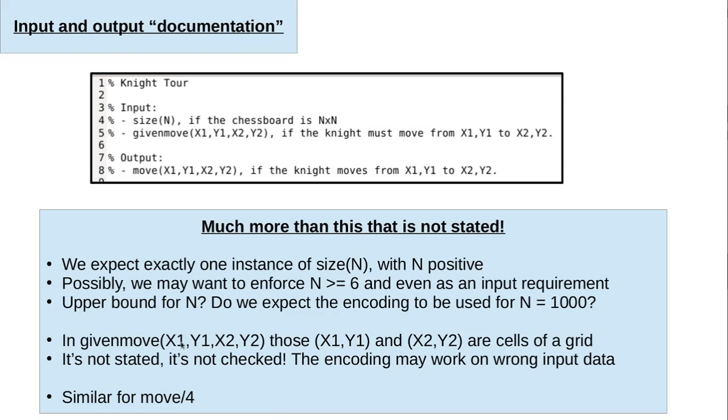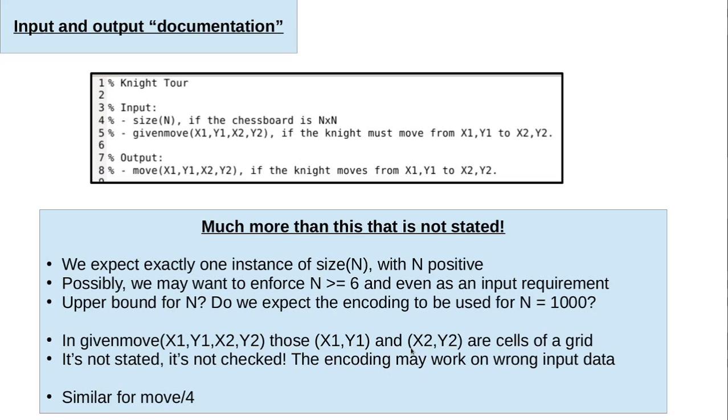It's not a bad idea. About give and move, it's very ugly to have these 4 arguments there, not linked together. Technically we know that the first 2 represent a cell of the grid and the second 2 represent another cell of the grid, and we also know that the 2 pairs are linked together because they must represent a correct move of the knight. This is not stated and obviously is also not checked.